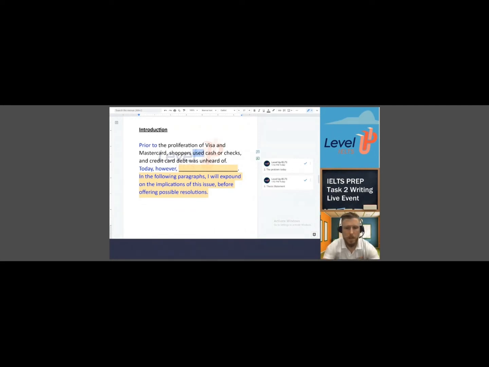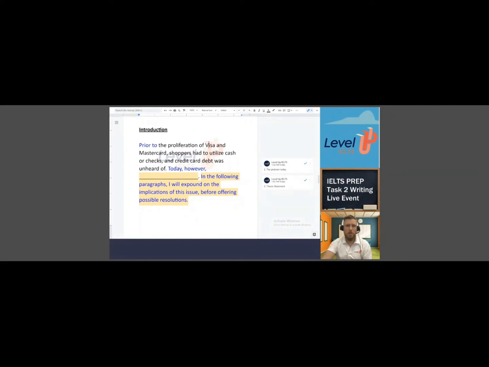Okay, so used is also kind of low level. So this is something maybe we missed. So shoppers had to use a great word, utilize. Shoppers had to utilize cash or checks. Boom, that's great. And credit card debt was unheard of. Okay, that is a great sentence. Look, prior, proliferation, Visa, MasterCard, shoppers, utilize. Great sentence and unheard of. Excellent.